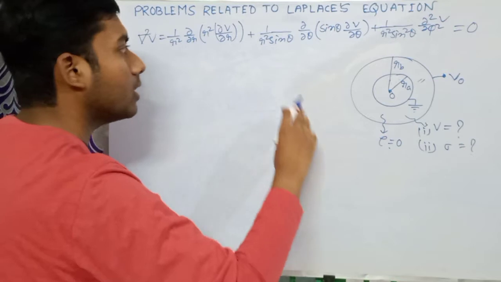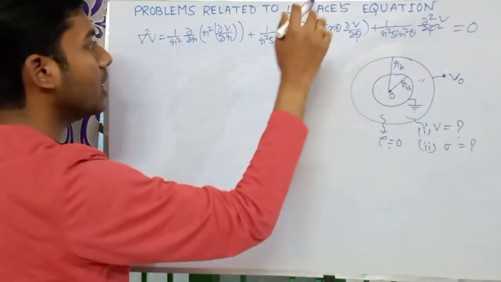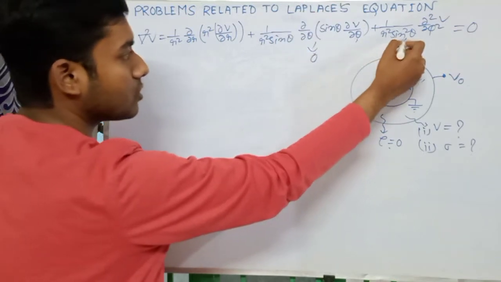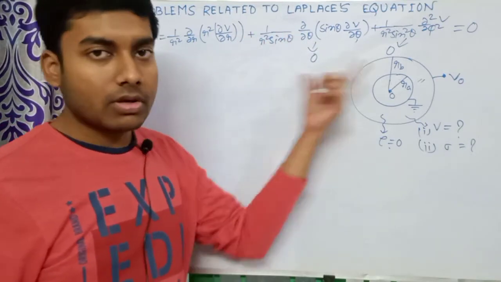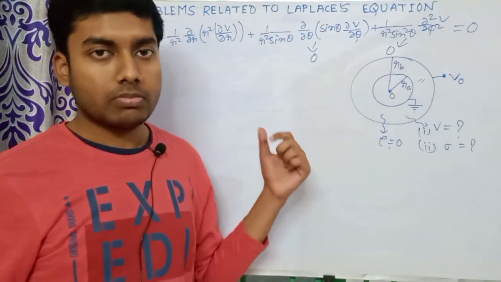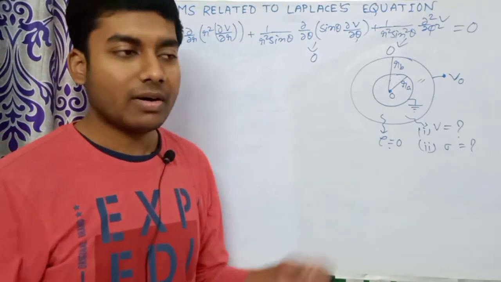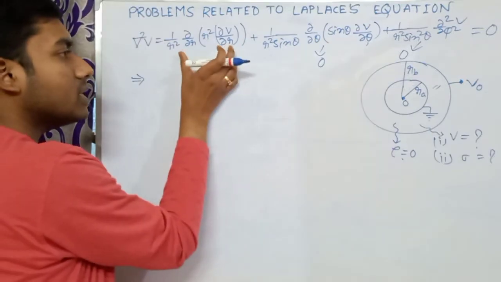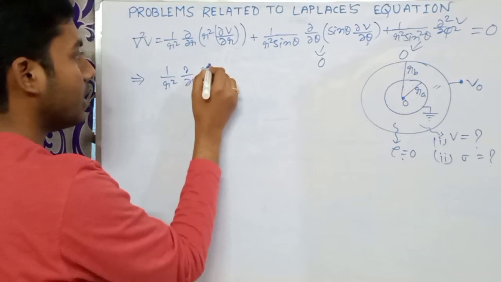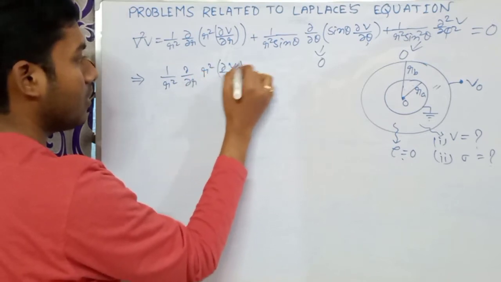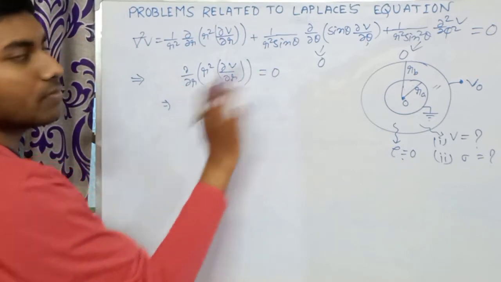You can understand that this is not changing with theta. That means these derivatives will be 0, so this is 0 and this is also 0. But remember this whole form, it will help you immensely in solving your problems in many situations, in many parts of physics. Now only this part will remain: 1 by r square del by del r of r square del V del r is equal to 0.